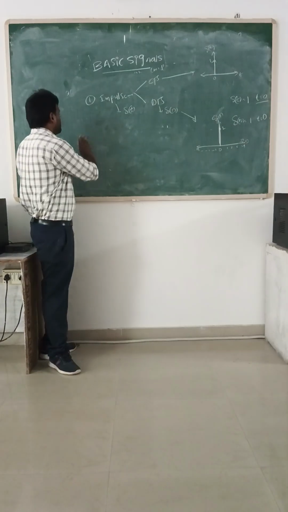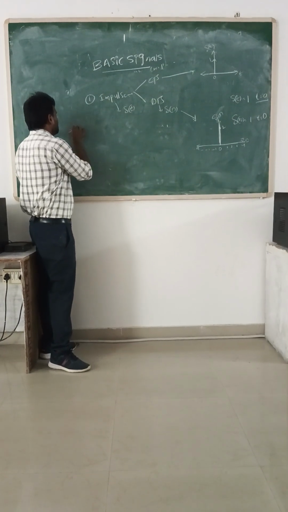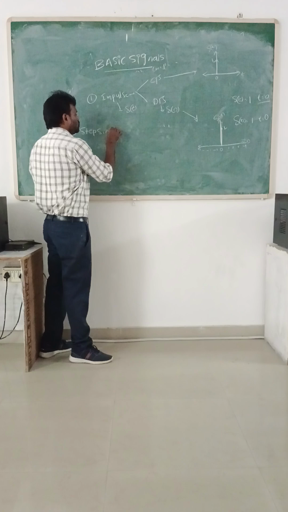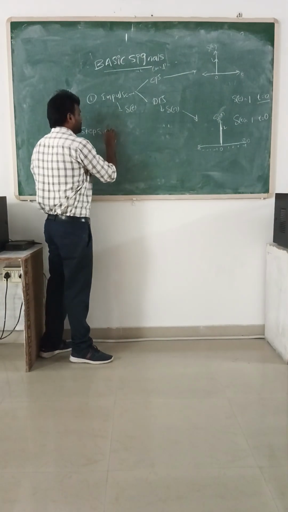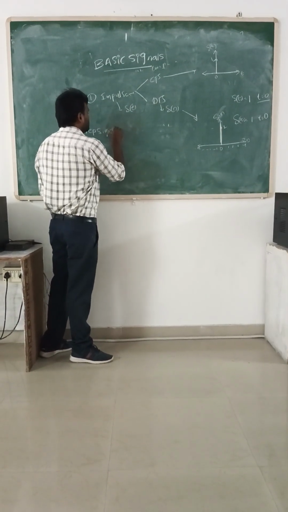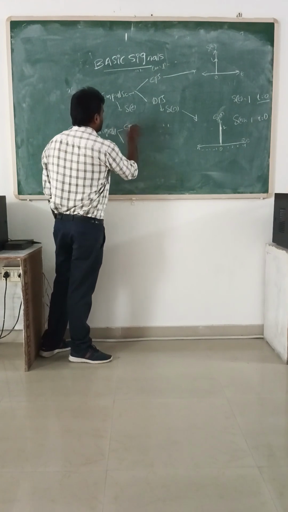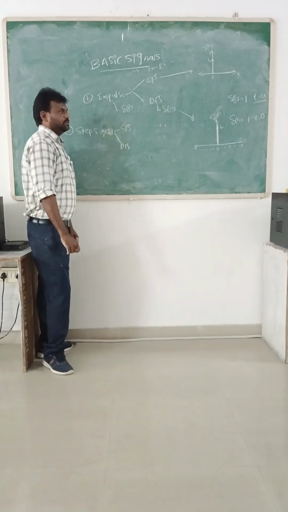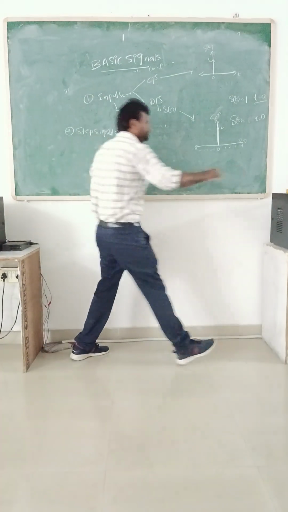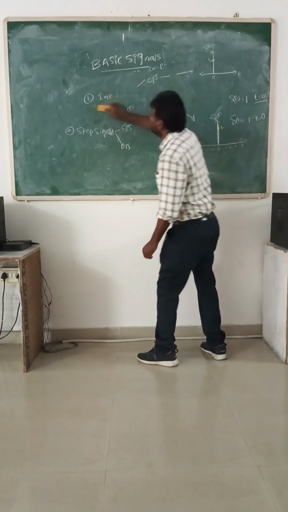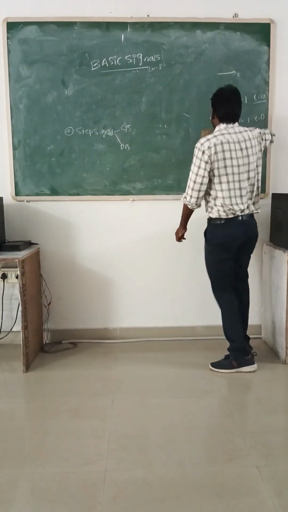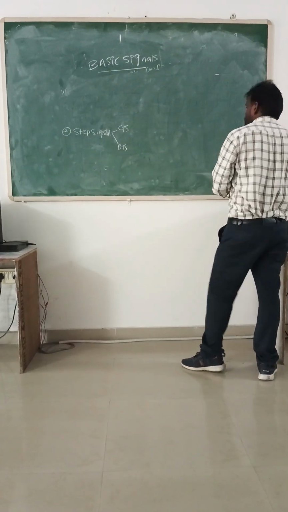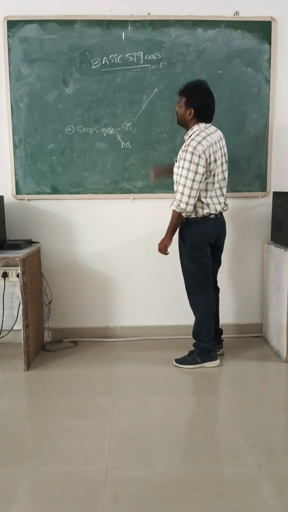So now the next signal is called the step signal. In this case also we have to represent two ways. First one is continuous time signal and second one is discrete time signal. Now we talk about continuous time signal. How to define the step signal in continuous time and in discrete time? First we talk about the continuous time step signal.